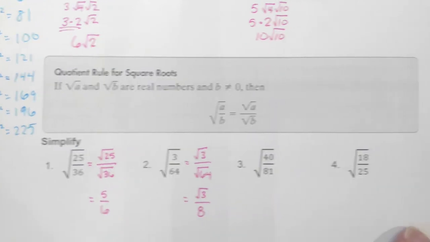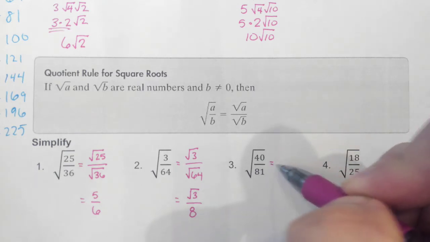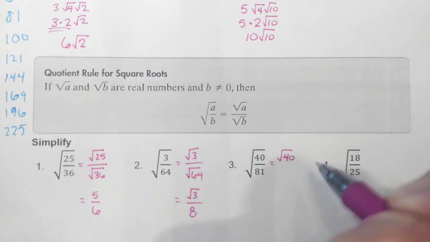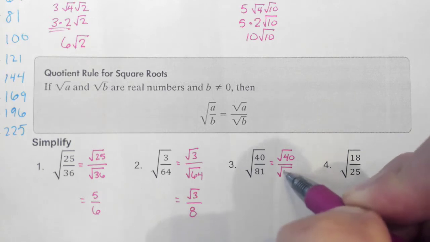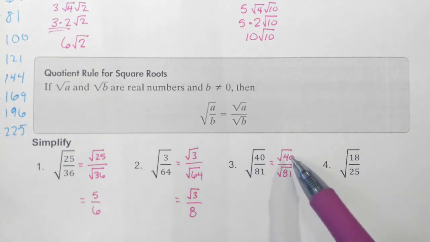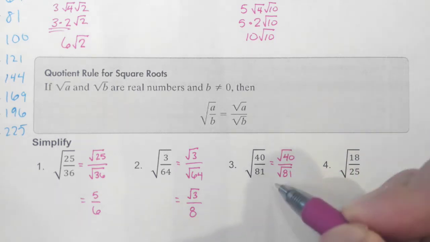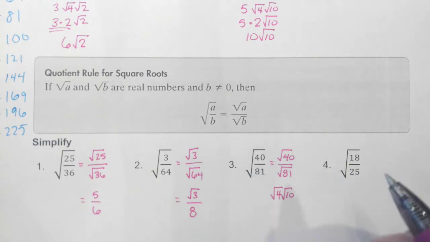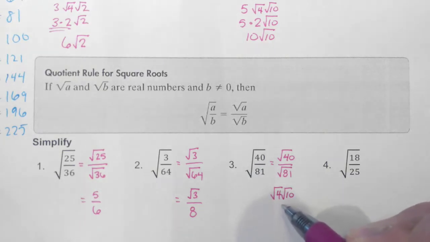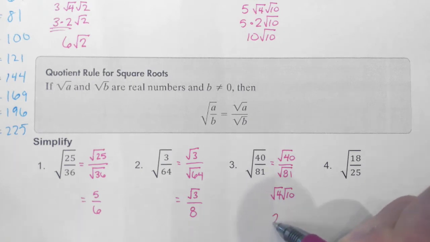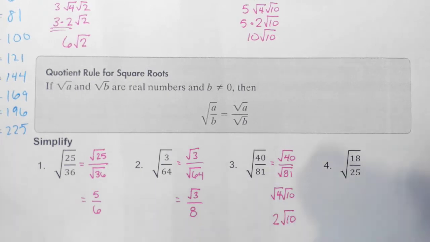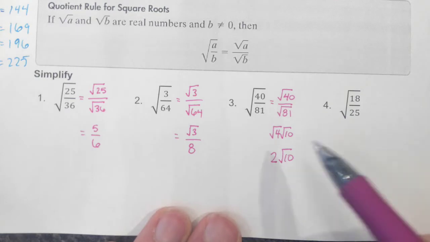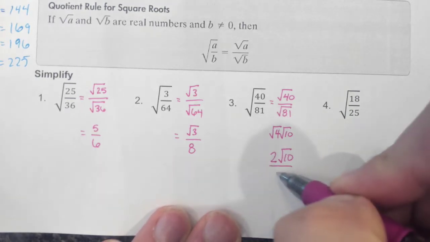Number 3, again, start by separating. We'll have the square root of 40 on top, the square root of 81 on bottom. So on top, this is like one we've seen before. What perfect square divides 40? So we're going to break that into 4 times 10, the square root of 4 times the square root of 10. And the square root of 4 is 2. So it's going to be 2 square roots of 10 for the numerator. The denominator, square root of 81, is a perfect square, it's 9.